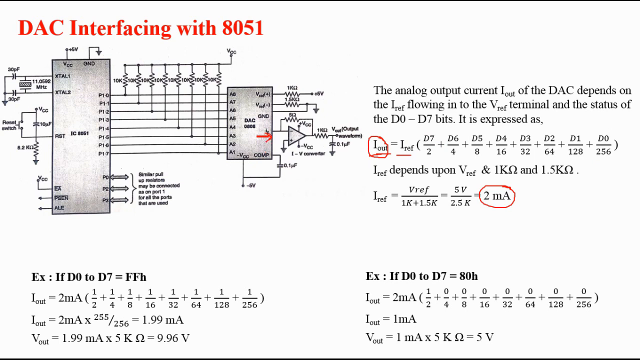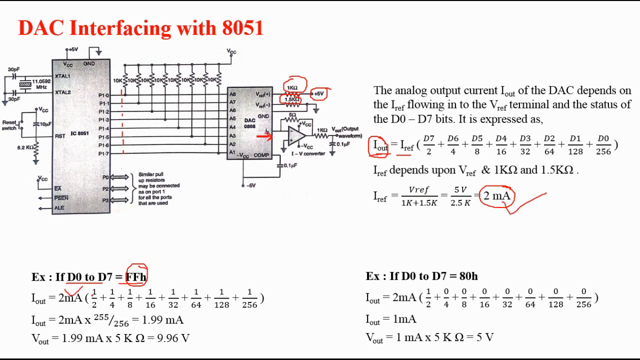Okay, now let us take some example. If D0 to D7 is FFH, it means each and every bit of this data line is high, that is 1. That's why it is FFH. So I out is equal to 2 milliampere. Why is it 2 milliampere? Because I reference is equal to V reference, that is 5 volt, divided by 1k, this one, plus 1.5k, this resistor. So it will become 2 milliampere.